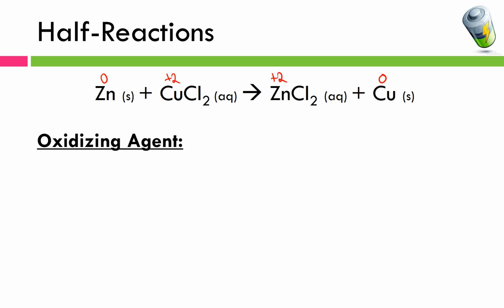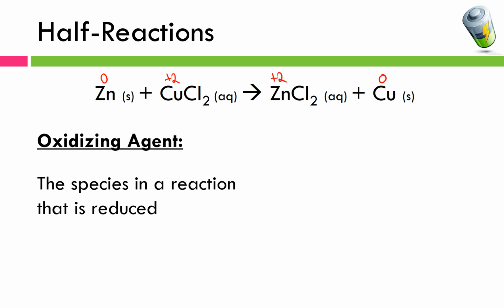The oxidizing agent is the species in a reaction that is reduced. This often causes problems for new chemists. It's a little misleading. We're talking about oxidizing. Wait, this is the substance that gets reduced. Well, really in the definition, an oxidizing agent is the substance that is allowing oxidation to occur. In order to allow oxidation to occur, that substance must be reduced.